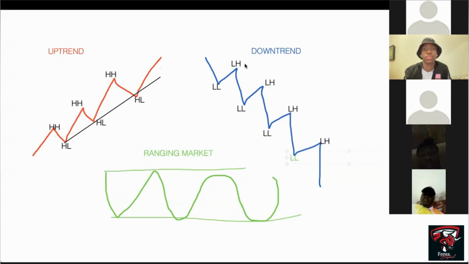Lower low. Let me just adjust it. So obviously in a downtrend, guys, we are looking for sells because the overall movement of the market is bearish.